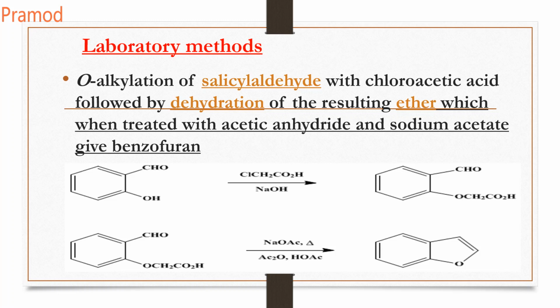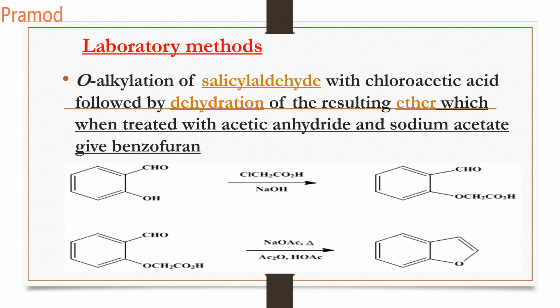Now let's go to the synthesis. What is the laboratory method? O-alkylation of salicylaldehyde with chloroacetic acid. You take salicylaldehyde and treat it with chloroacetic acid, and it forms an ether. This undergoes dehydration when treated with acetic anhydride and sodium acetate, and it forms benzofuran.